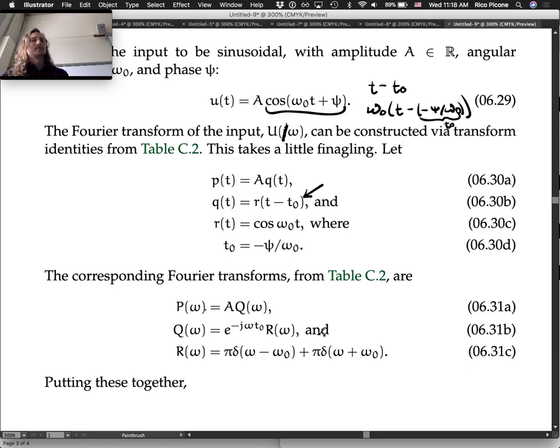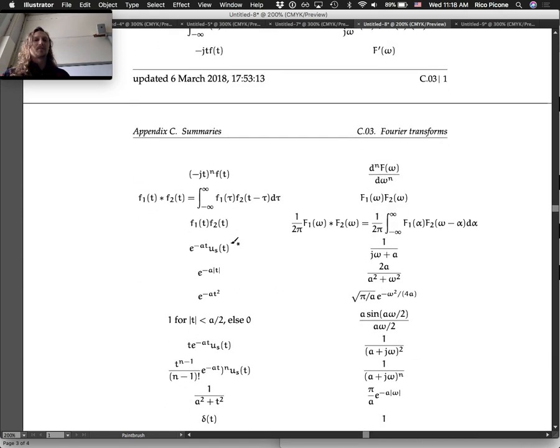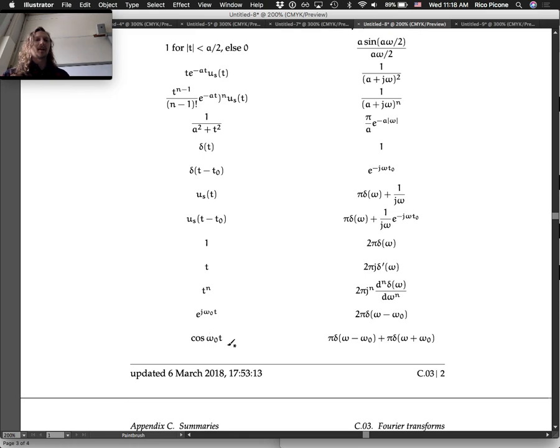Okay? So there was our next one. And then finally, we're down to our r of t, which is just cosine omega naught t, which fortunately does show up in this table. It's this one. This one might deceive you. So it's not that one. It's down here. Cosine omega naught t, which corresponds to these two Dirac deltas at omega minus omega naught and omega plus omega naught.